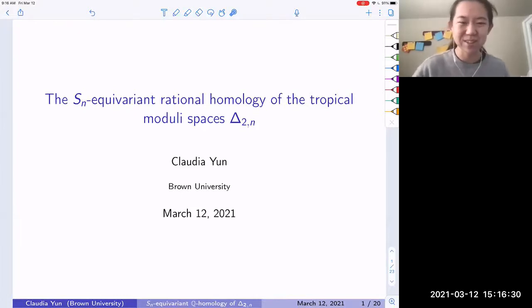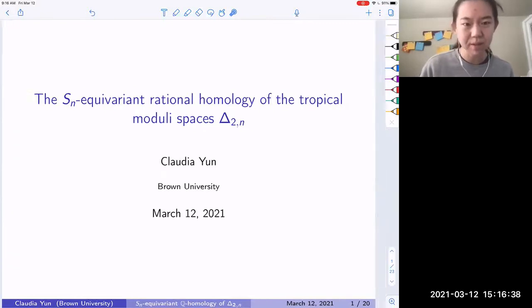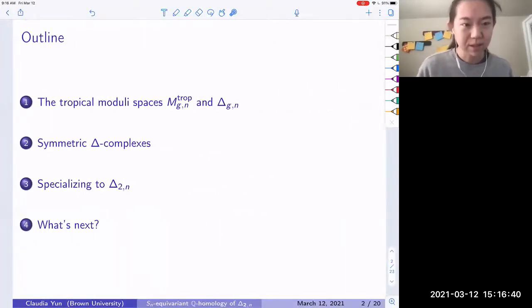I'm really excited to share with you the homology representation of the moduli spaces delta 2n. So the outline of my talk is going to be, I'll go through quickly the constructions of MTROP-GN and delta GN, just so that we are all on the same page about notations and some conventions.